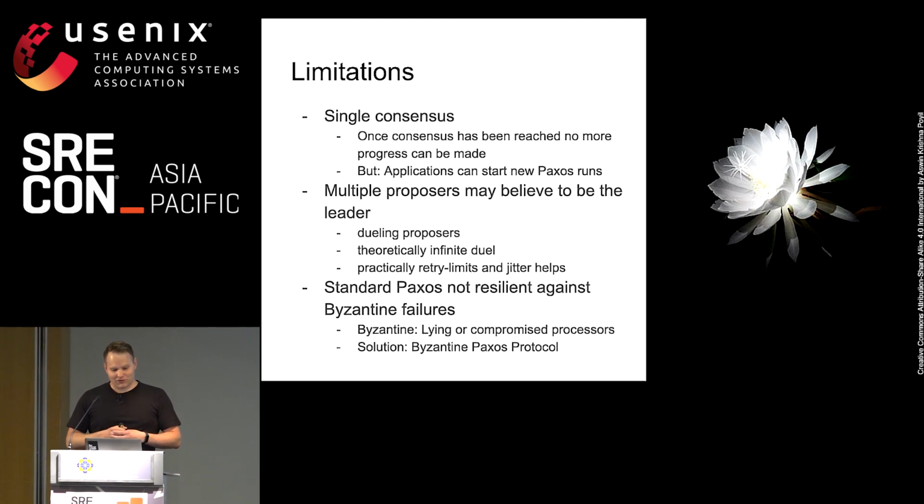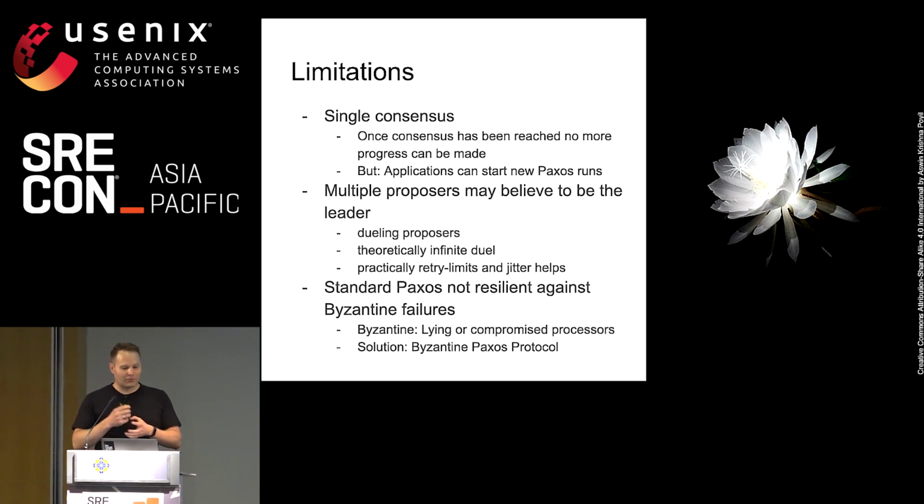And standard Paxos is not resilient against Byzantine failures. That is, if a proposer has bad code, or if a processor has some coding errors in there, or it's just bad or it got hacked, and tries to cause some trouble, the protocol is not resilient against that. There is a Byzantine Paxos protocol that is resilient against that. I did not look into that.